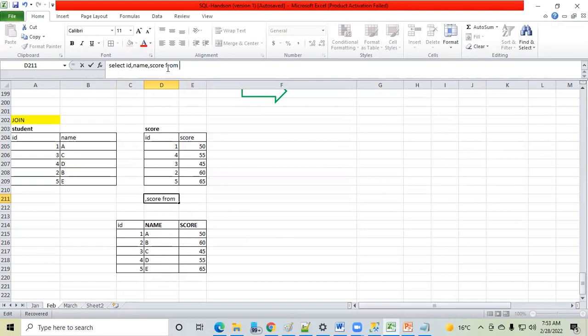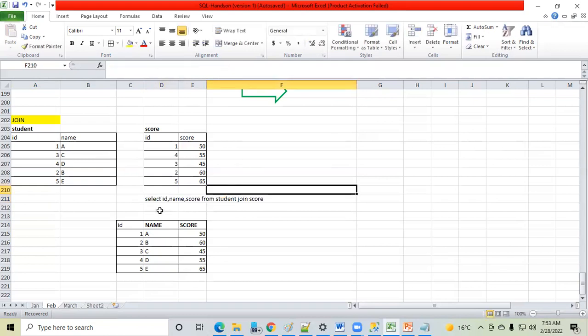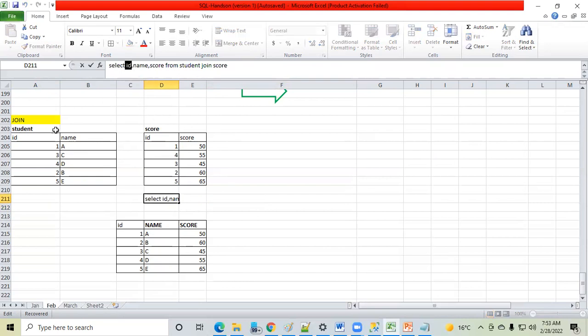From which table will you get this information? A student table. And then you will join this table with a score table. So far, is it clear? You want ID, name, and score from the student table and the score table. That's why I've written join a score. Now the SQL engine will ask you that ID is present in both tables, student and score. The SQL engine will get confused about which table you want ID from.